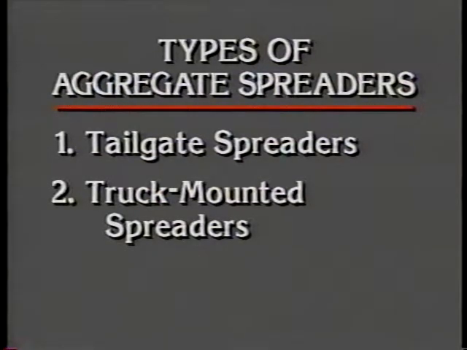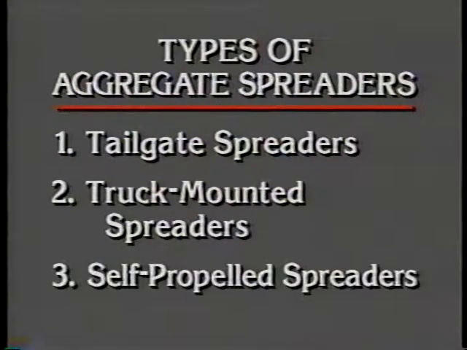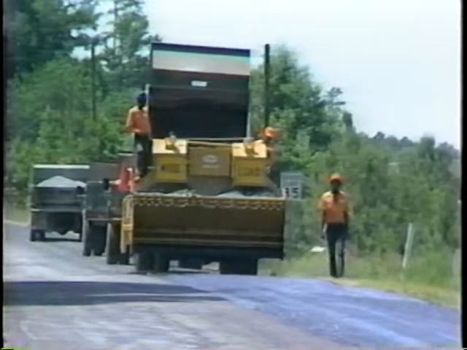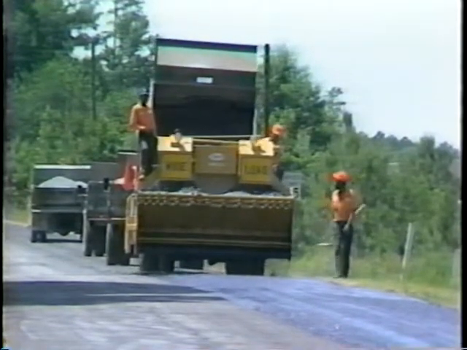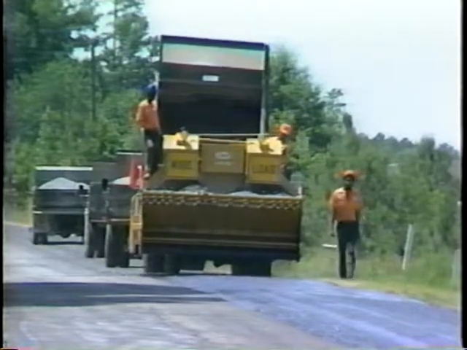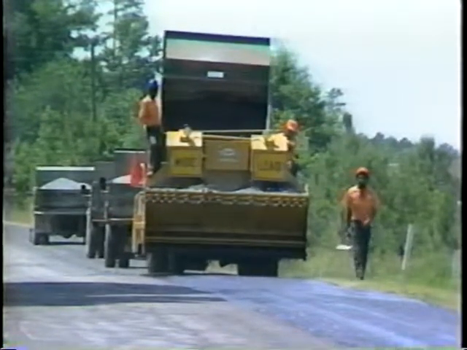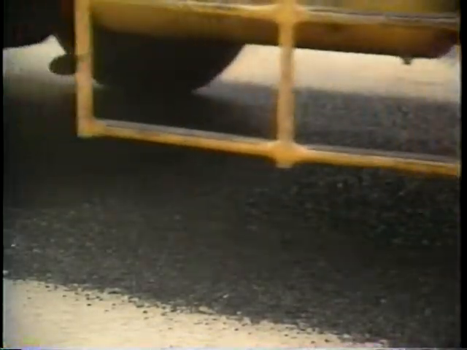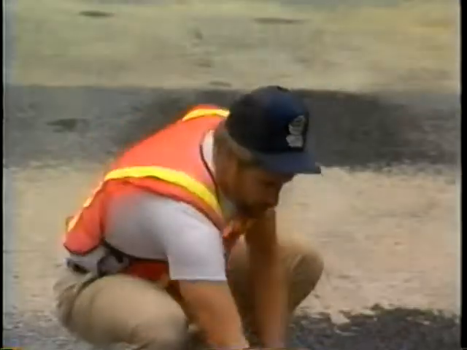Truck-mounted spreaders, which are attached to the tailgate of the truck, and the truck propels the spreader by backing. Mechanical self-propelled spreaders, which actually pull the truck. The mechanical self-propelled spreaders provide the most uniform and continuous distribution of aggregate, but are the most expensive. Regardless of the type of spreader being used, it is calibrated and adjusted prior to beginning the chip seal operation.